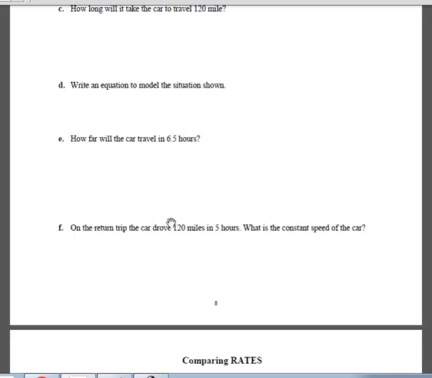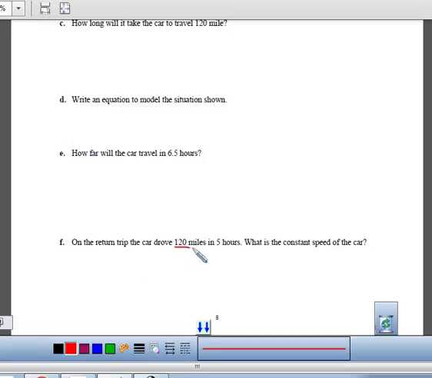Okay. On the return trip, now let me move this up. On the return trip, the car drove 120 miles in 5 hours. What is the constant speed of the car? So to find this, we're going to do our change in y over change in x. So there's our change in y. There's our change in x. So delta y over delta x equals 120 over 5. Divide that and you get 24 over 1.